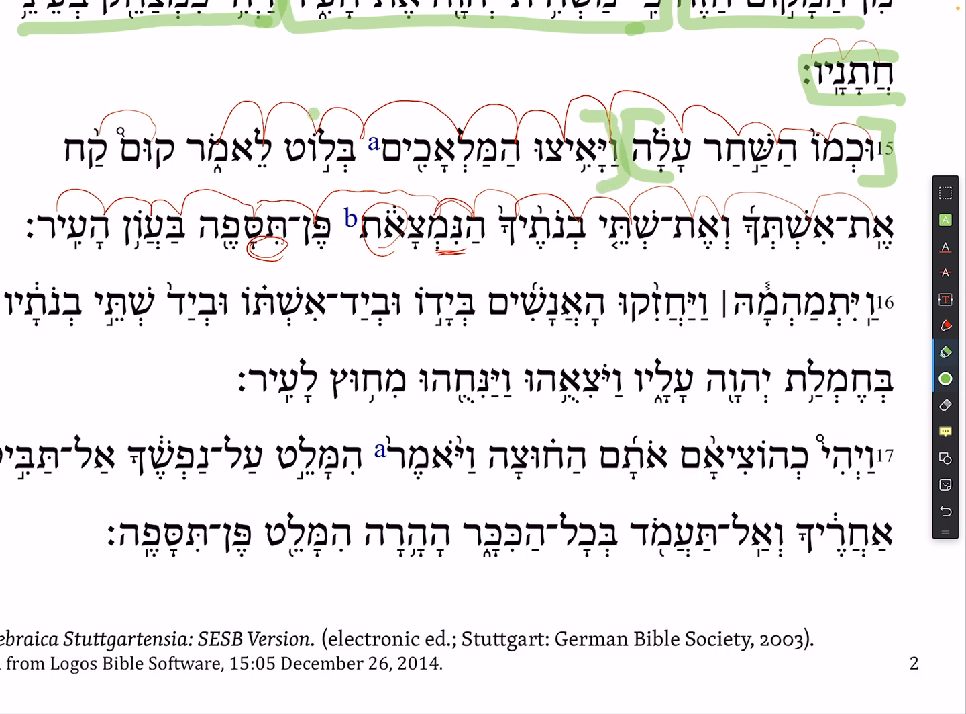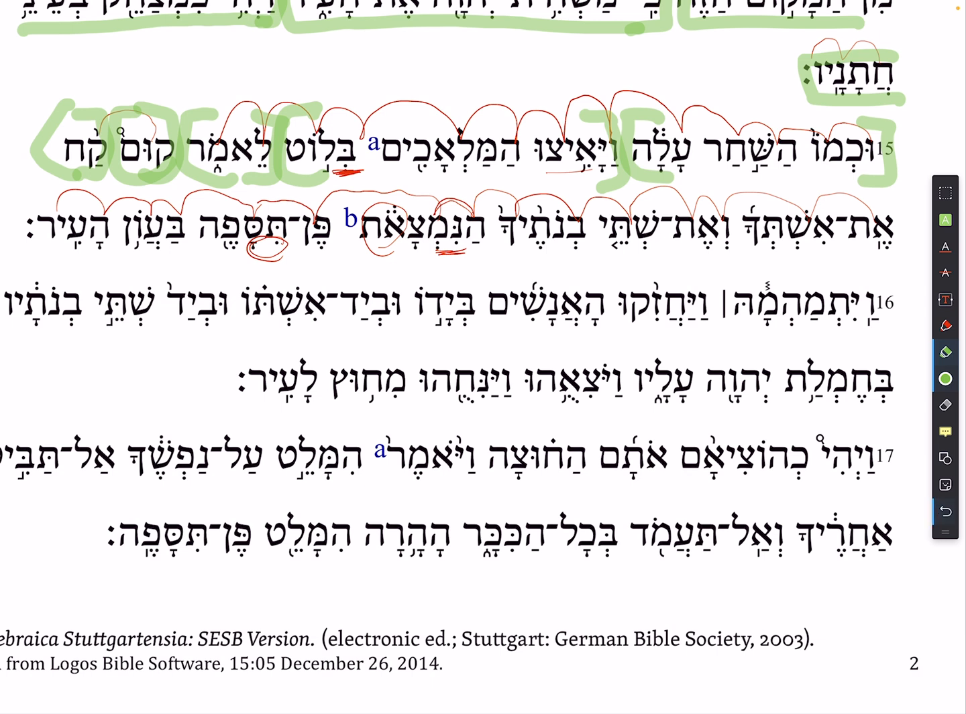Then Vaiktol, it urged the messengers, Lot. In English we would have a direct object for urge, to urge somebody. In Hebrew it is to urge into. So in proper English we would just translate: the messengers urged Lot. And then we have our dependent clause, lemor, by saying, and then kum, rise, new kach, take.